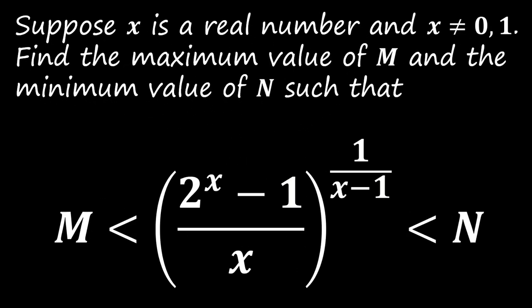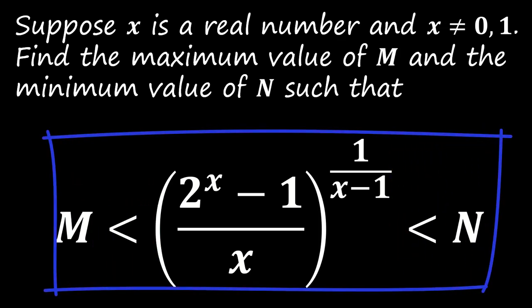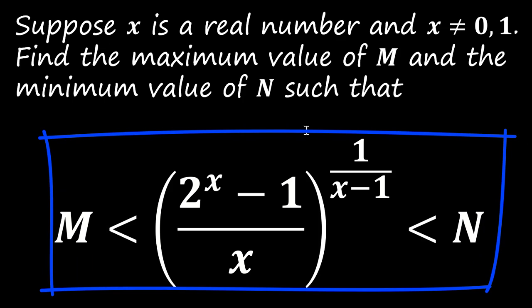For today, let's look at this interesting inequality question. Here is the question. Suppose x is a real number and x is not equal to 0, x is not equal to 1. We are to find the maximum value of m and the minimum value of n such that (2^x - 1)/x to the power of 1/(x-1) is in between m and n. Please have a good try before you look at the answer.